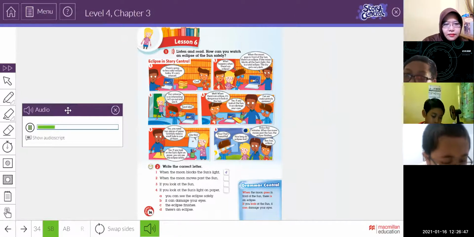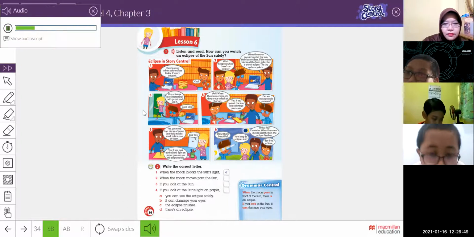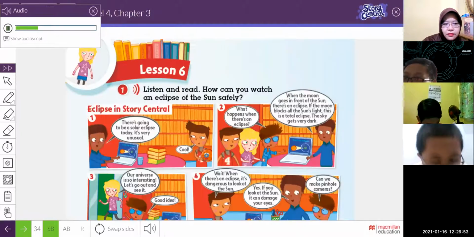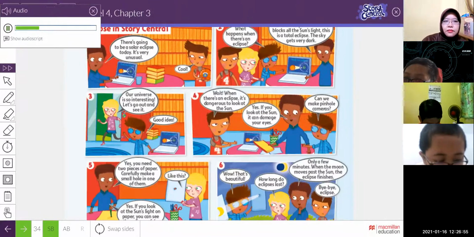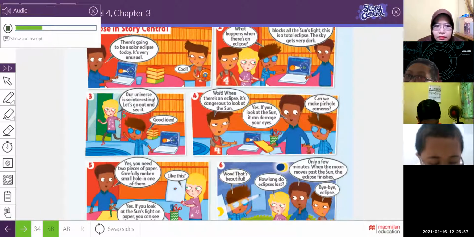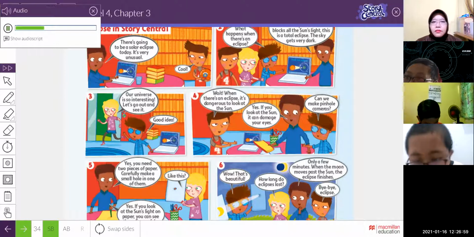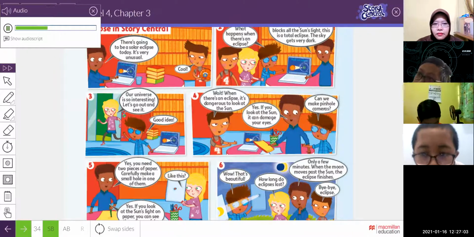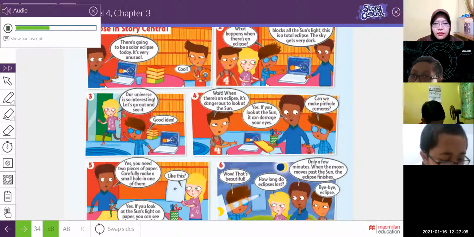Chapter 3. What happens when there's an eclipse? When the moon goes in front of the sun, there's an eclipse. If the moon blocks all the sun's light, this is a total eclipse. The sky gets very dark. Our universe is so interesting. Let's go out and see it.